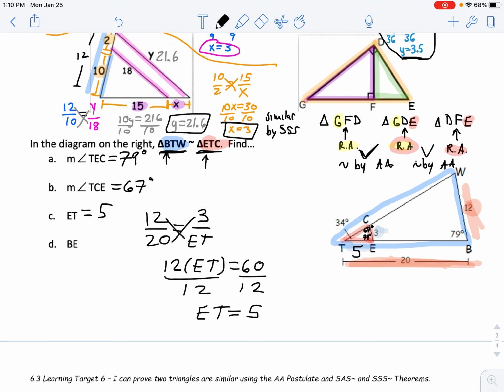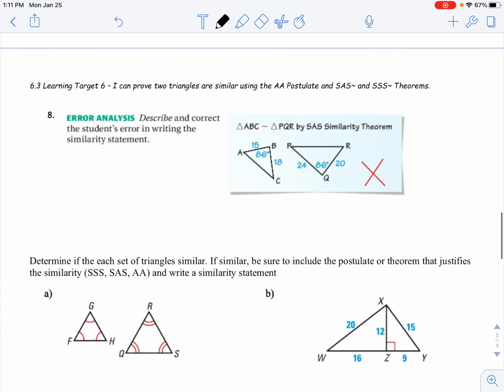Cool beans. All right, if TE is 5, well, now this becomes a unit 1 problem where we did segment addition postulate. TE is 5. The whole base is 20. So what's BE? Well, what's 20 minus 5? 15. So that's how you solve that problem.